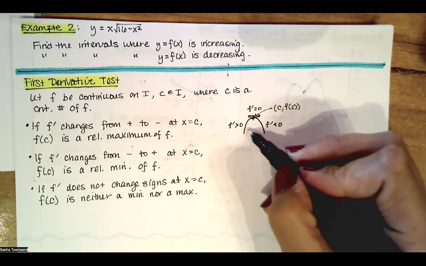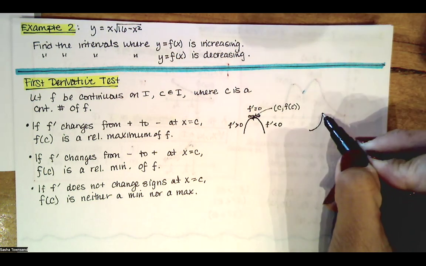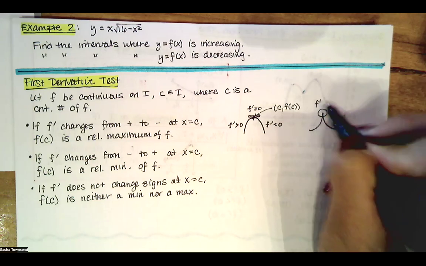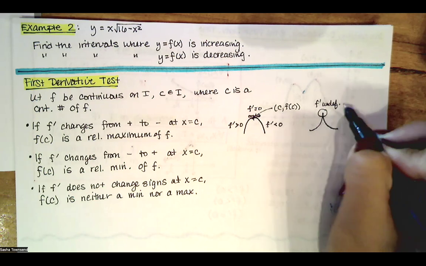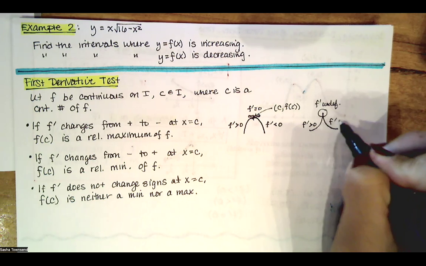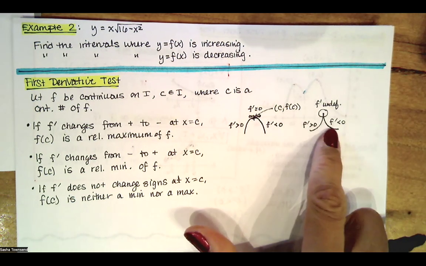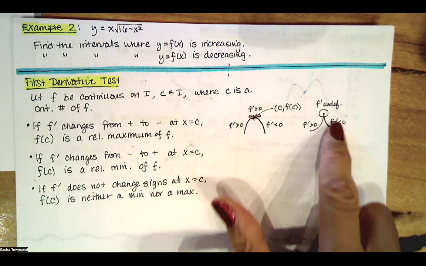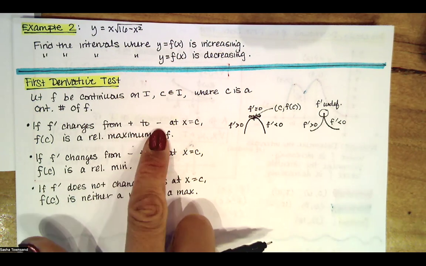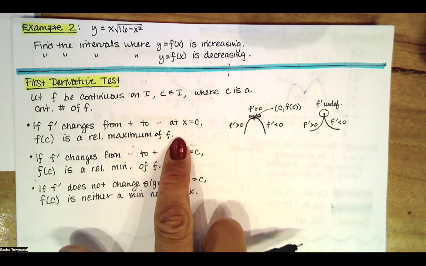Now, that's if our critical point corresponds to a point where the derivative is 0. It's also possible that our function could go from having a positive slope to an undefined slope to a negative slope. So f prime is undefined here, and f prime is positive on this side and negative on this side. Either way, x equals C represents a critical point, and either way, we have a relative maximum at that location. So if f prime is changing from positive to negative, f of C, that's the y value there, is a relative maximum of the function.